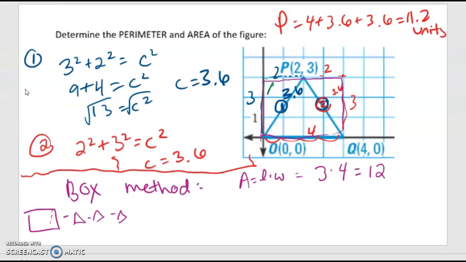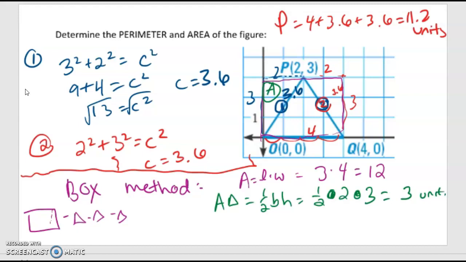So I'm going to call this triangle A. And I'm going to subtract out that area of triangle A. Well, the area of a triangle is 1/2 base times height. And the base of my first triangle is 2. So 1/2 times 2, and the height is going to be 3. So 2 times 3 is 6, times 1/2 is 3 units. So that's this green triangle up top.